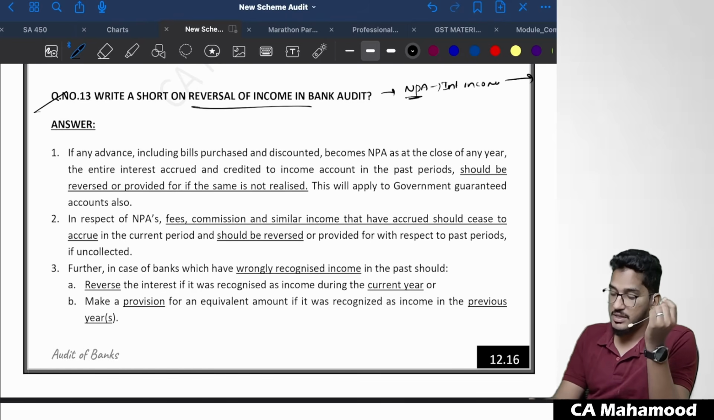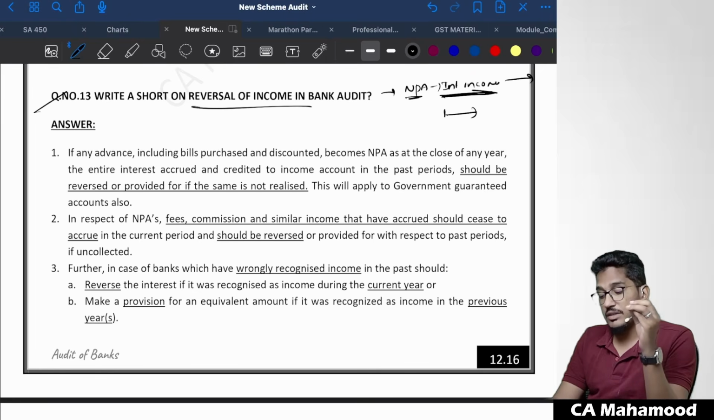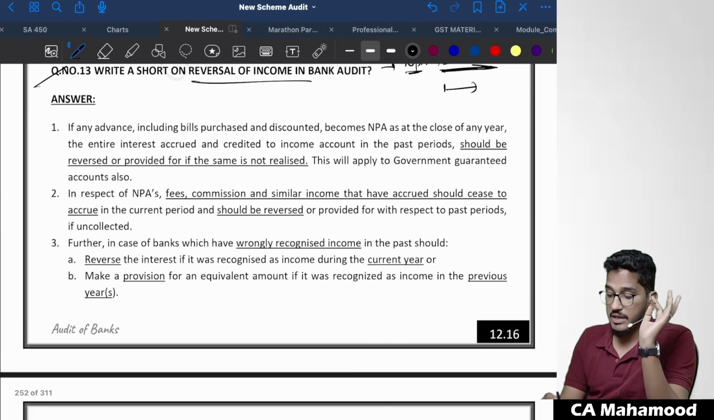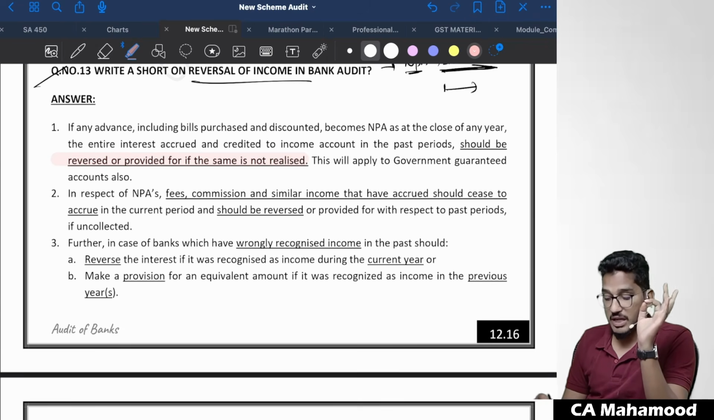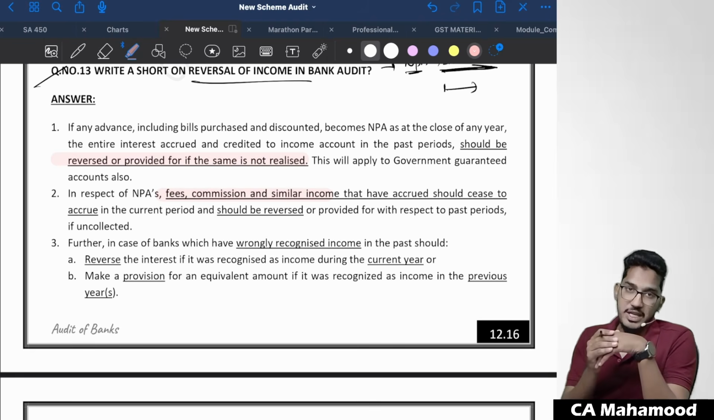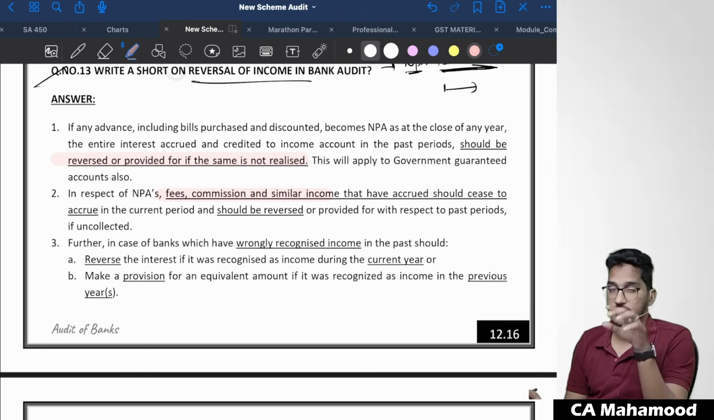And they say here one more thing, not just interest income, you have to reverse any other income too, in the name of processing charges, etc., which has already been recognized by the bank. If it is not yet realized, all other kinds of incomes are also required to be reversed. The same thing they say here. First, if any advance turns out to be NPA, not just will we stop accruing the income, whatever interest income is already recognized should also be reversed if it is not realized. Not just interest income, any other income in the name of fees, commission, or any other similar income in respect of accounts which have turned out to be NPA is also required to be reversed if not yet realized.